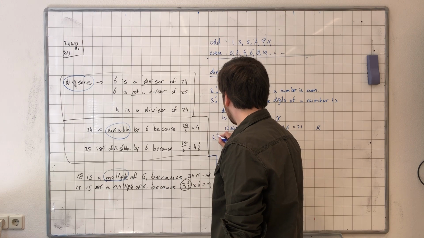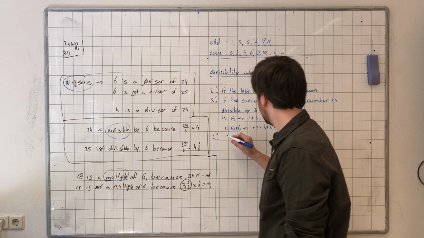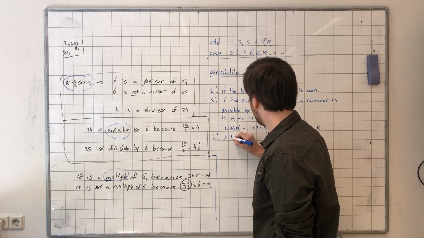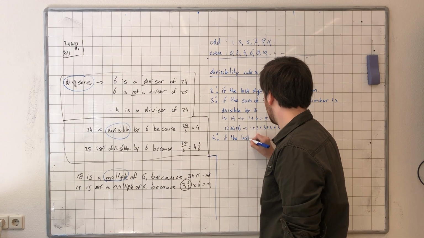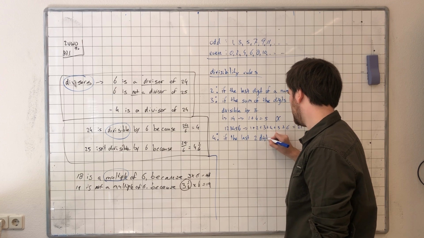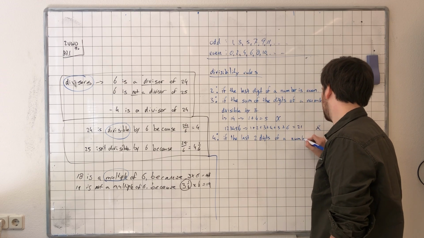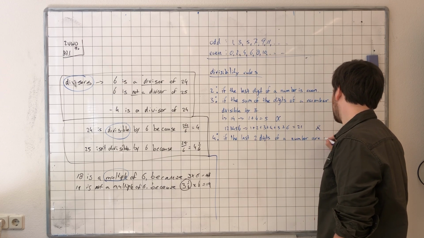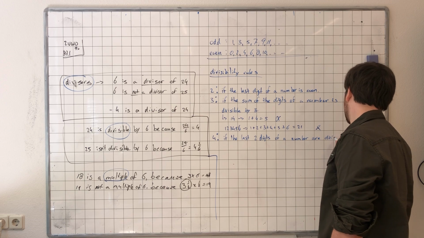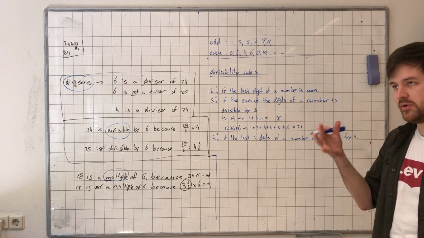Divisibility by 4. We're going to look at the last 2 digits. If the number formed by the last 2 digits is divisible by 4, then you can divide the whole number by 4 as well.